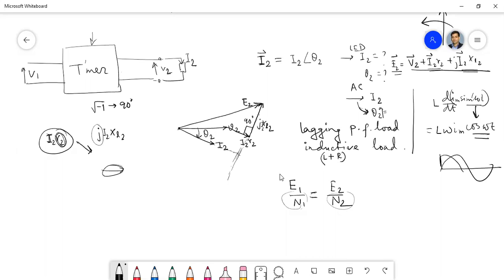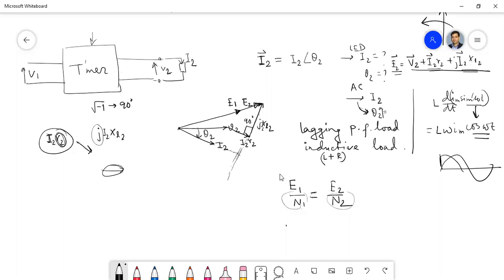Okay, so let us take a step up transformer. So we can write E1 like this. They will be in the same phase, only their values will be different. Is that clear? Next, we have to draw the phasor of the magnetizing current and flux.